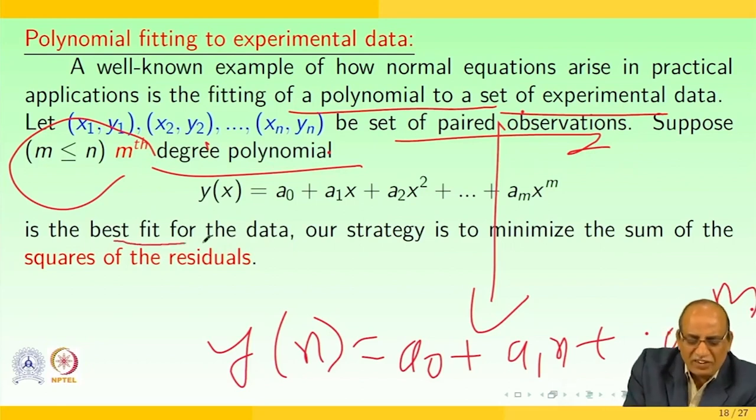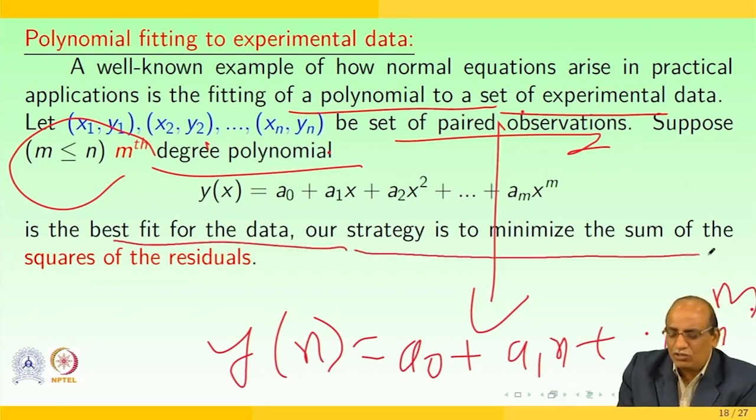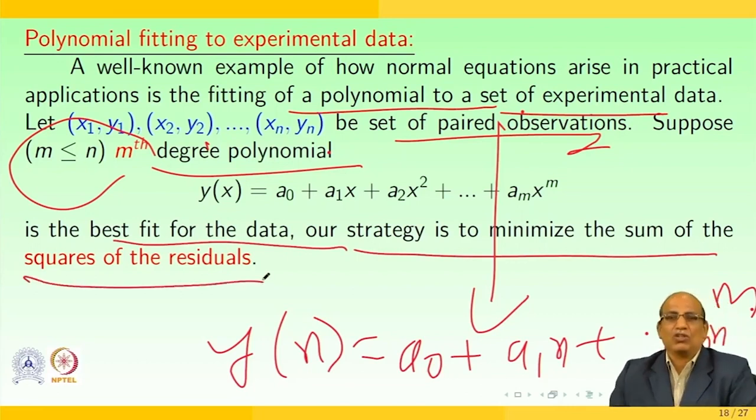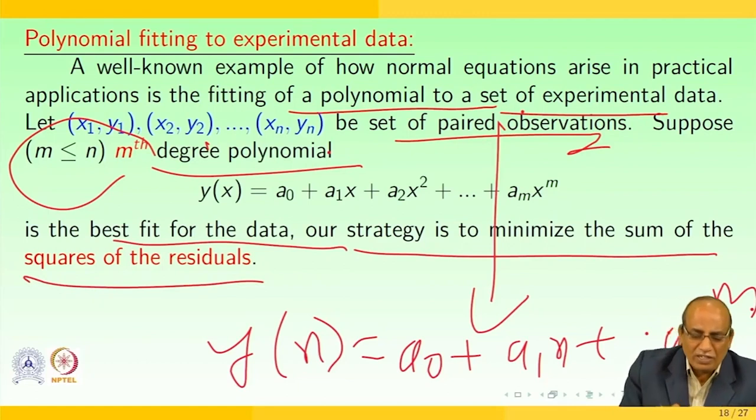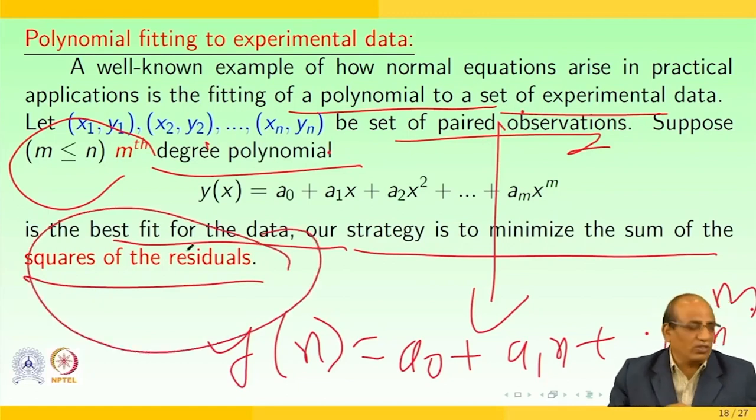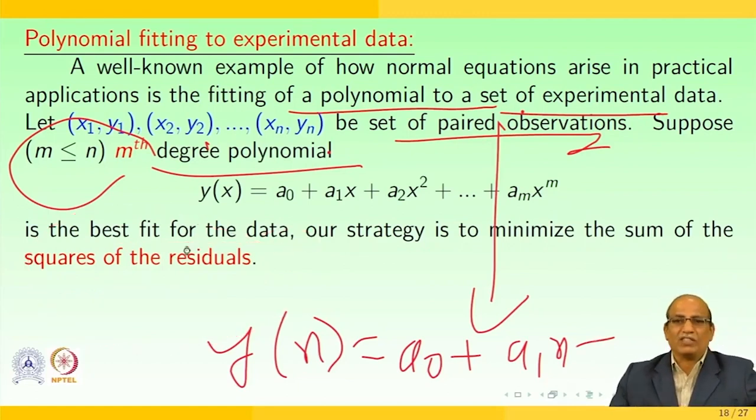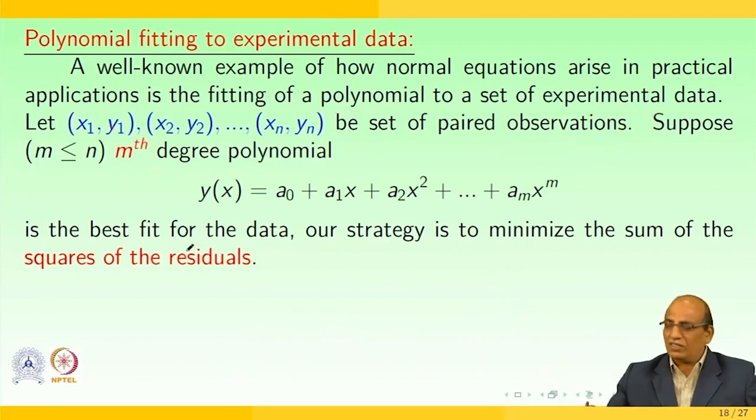This is the best fit for the data. Our strategy is to minimize the sum of the squares of the residues. You may have a residue at each stage, but the idea is we want to minimize the sum of all the residues so that I get a better approximation. That is the basic idea of this strategy.